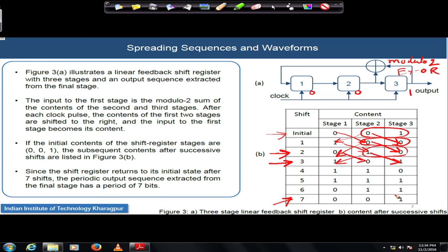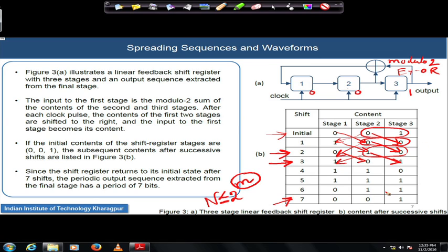So, there is a term called the period of generation of a sequence. The period is always less than or equal to 2 to the power m, where m is the number of stages involved in the generation of the shift register based spreading sequence. Here in our situation, the value of m is equal to 3. So, that is why we are getting a period equal to 7. After 7 clock pulses, the values get repeated.